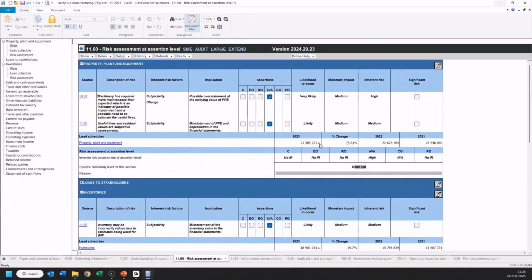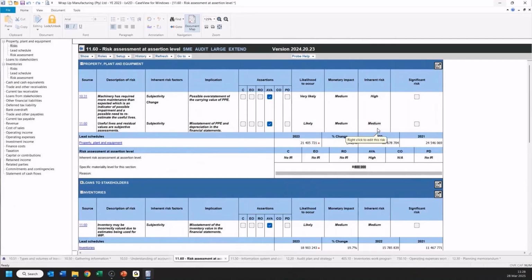We can see that the value is material. How do I know that? Because we've got that little red star there, which indicates it exceeds my overall materiality. And it shows me the percentage change. If that was important, I can even see 2 years back. Then it takes the highest risk assessment for each of those assertions, the inherent risk.